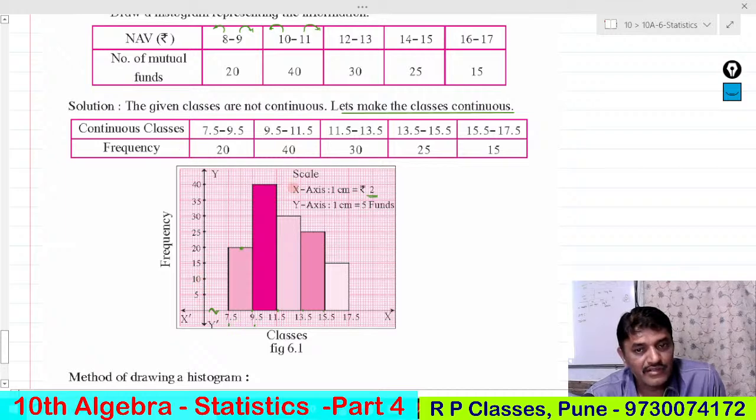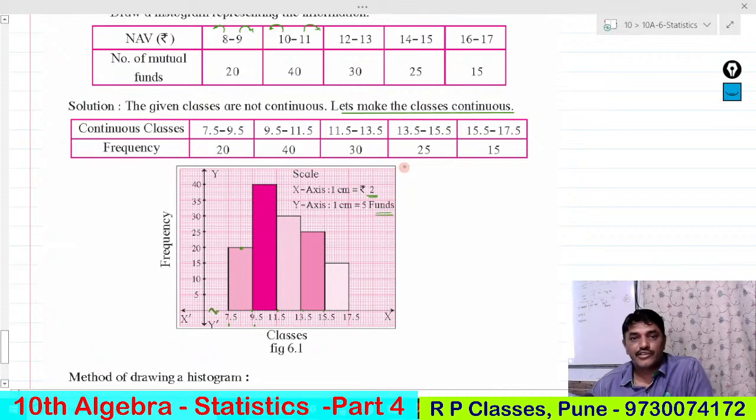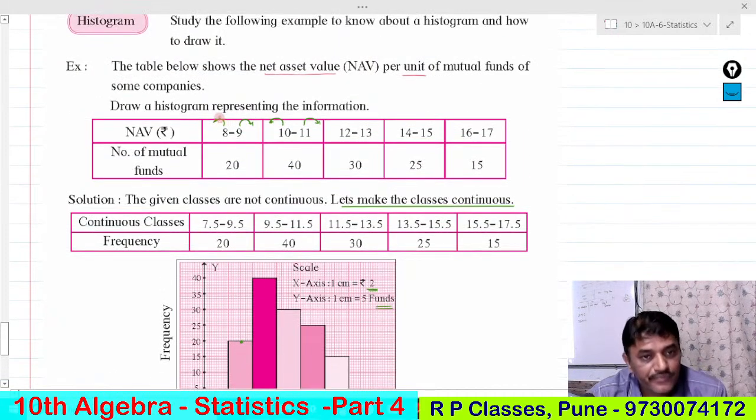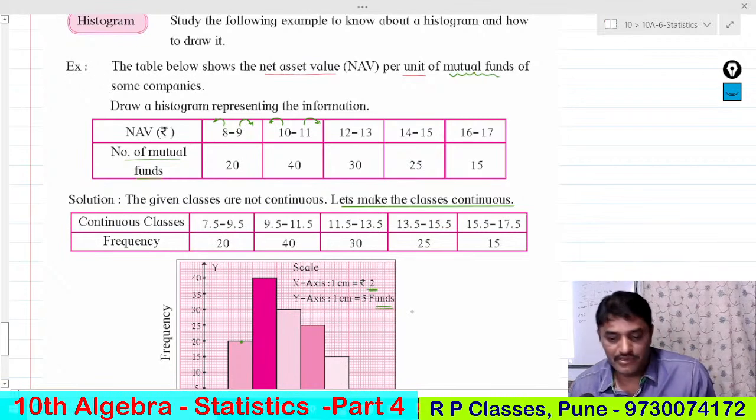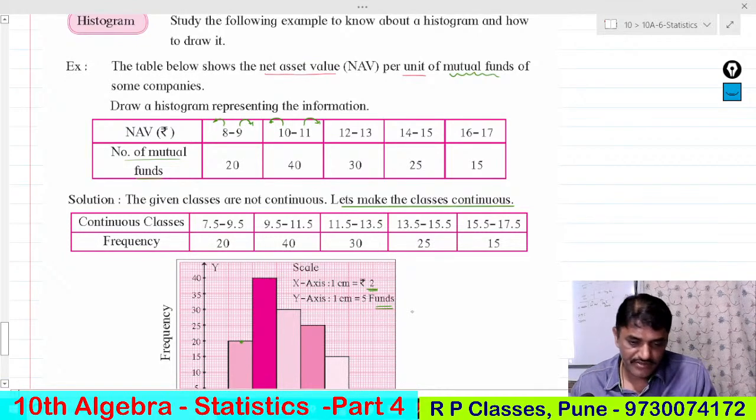What is 5? These are 5 funds we can say. Okay, because this is giving the data of the funds, mutual funds. So here the number of mutual funds is 5 mutual funds. Is this okay? And this is how we do it. That is so simple. So with this we'll start with the first exercise.